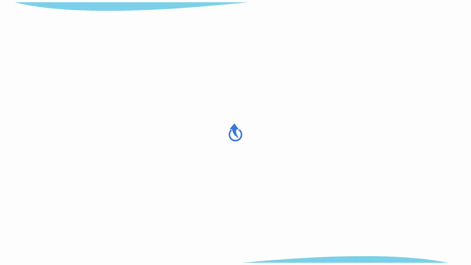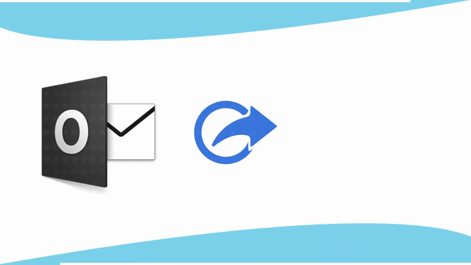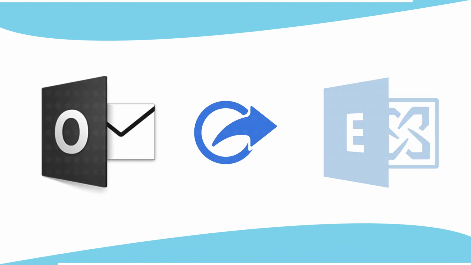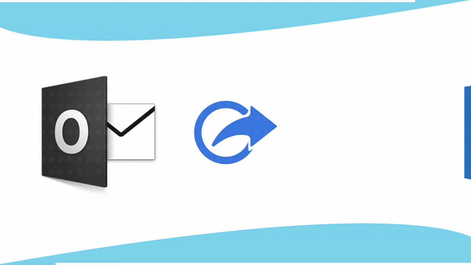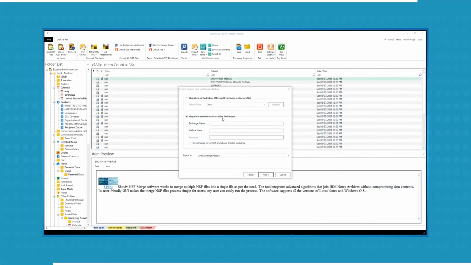Now let's check how you can export a single OST file in Premise Exchange Server Mailbox, Archive Mailbox, and in Public folder. Here, you have to provide Exchange name or IP address. For hosted Exchange versions, check the box. Now, you have to provide Exchange user mail and password. Here you can select Live Exchange export type.